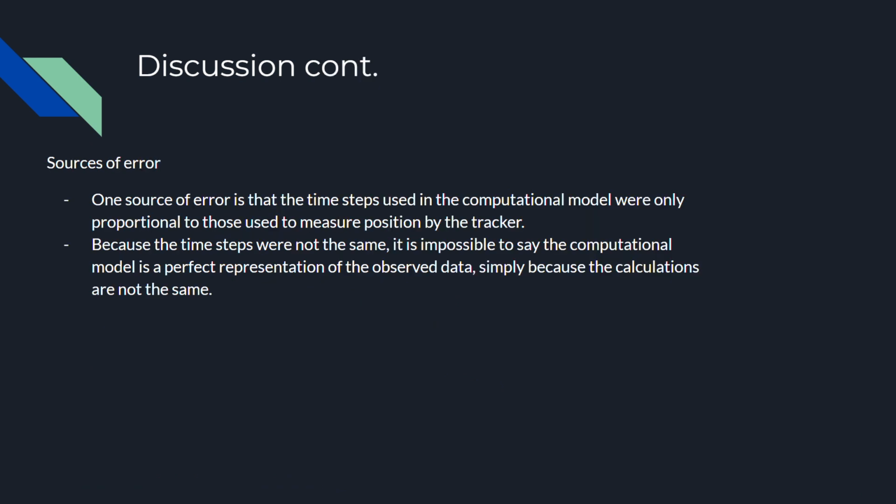Furthermore, another discussion is the source of error. One source of error is that the time steps used in the computational model were only proportional to those used to measure the position by the tracker. Because the time steps were not the same, it is impossible to say the computational model is a perfect representation of the observed data simply because the calculations are not the same.